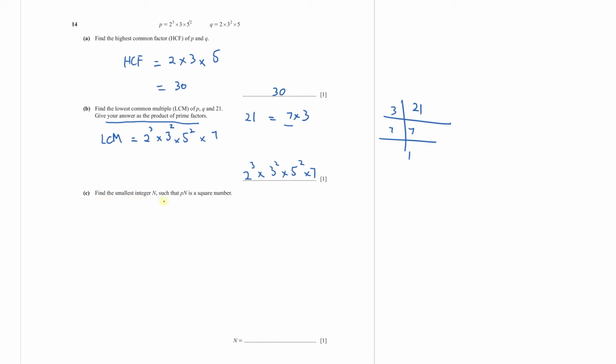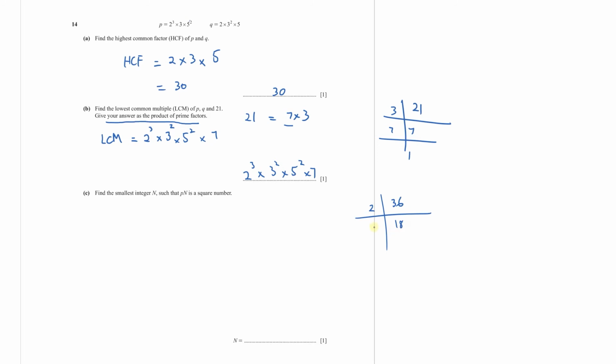Find the smallest integer n such that Pn is a square number. So square numbers, you know, if you write your square numbers as a product of prime factors like this, all of the powers of prime factors should be even. So for example, let's take 36. We know that this is a perfect square. 6 square is 36. Let's take the prime factors of 36.